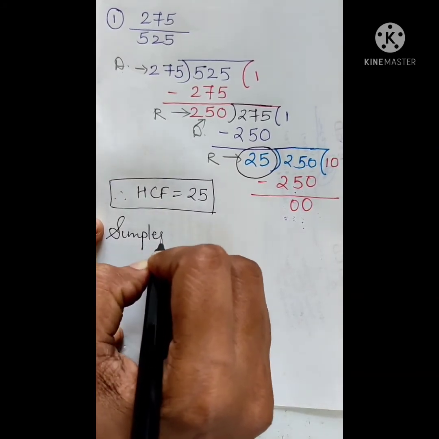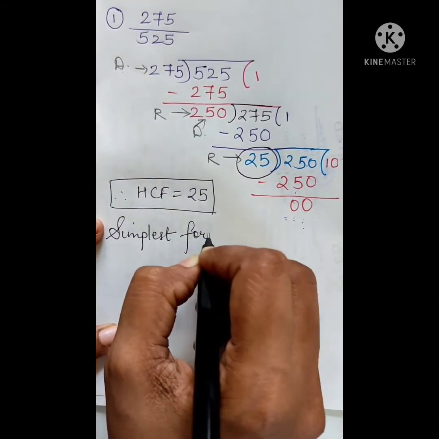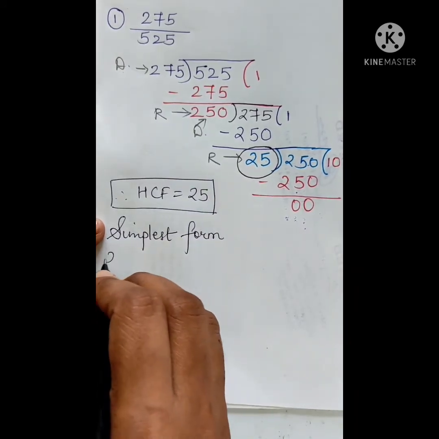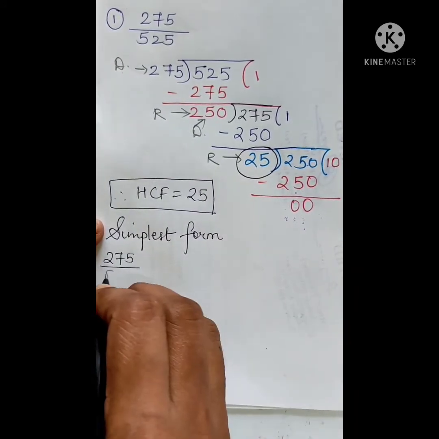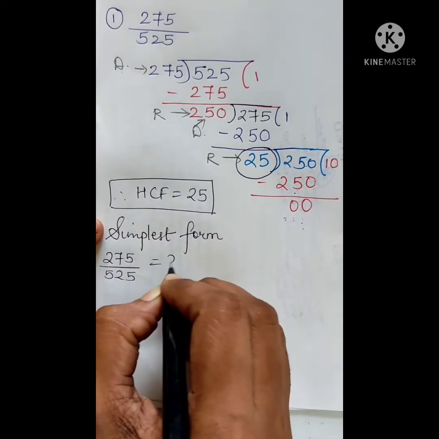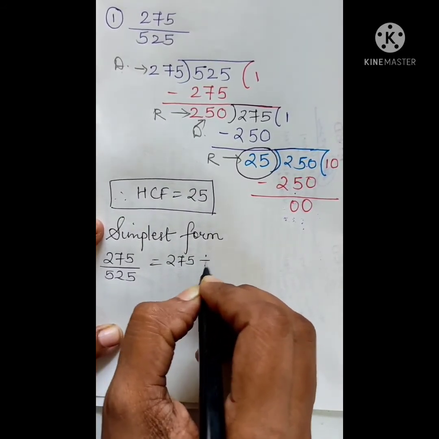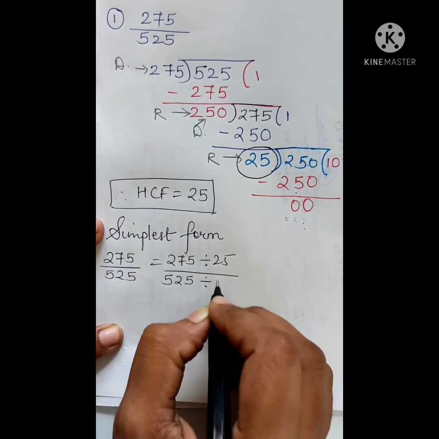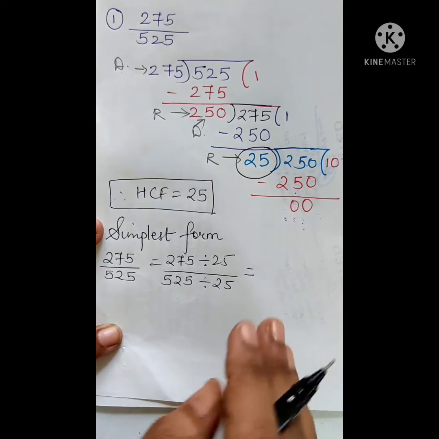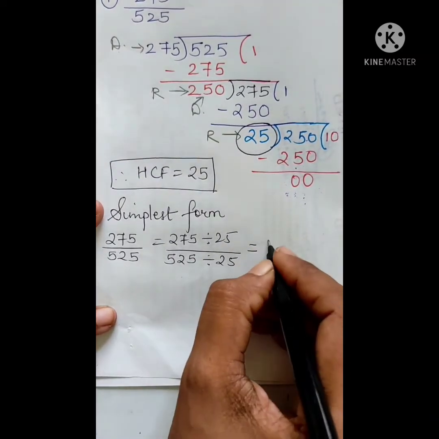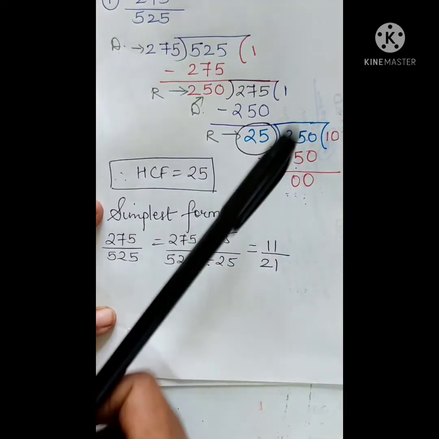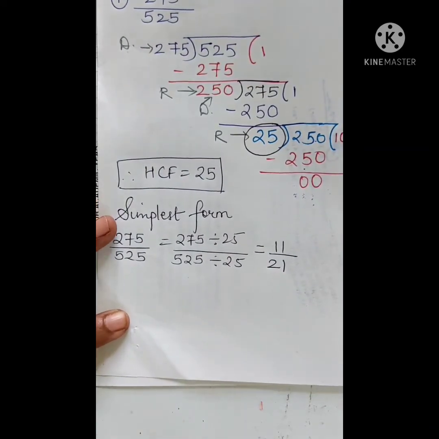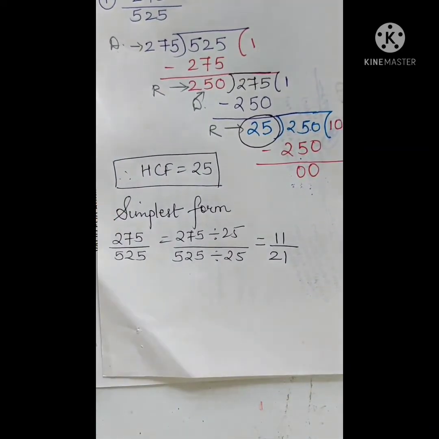Now this is the first part of the question, but they have asked for the simplest form. So what is the simplest form? Simplest form is the question divided by the HCF. So 275 divided by 25, and 525 divided by 25. Carry out the division, you will get the answer as 11 upon 21. So this is the reduced form, or you can say the simplest form. So this was your question number 1.